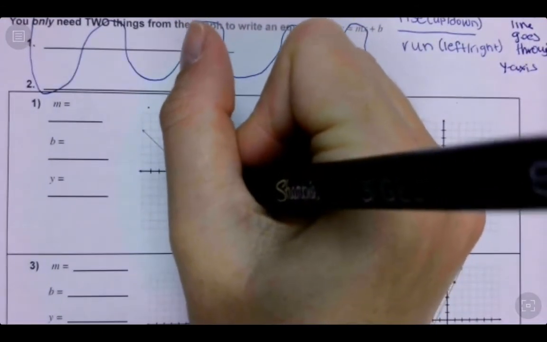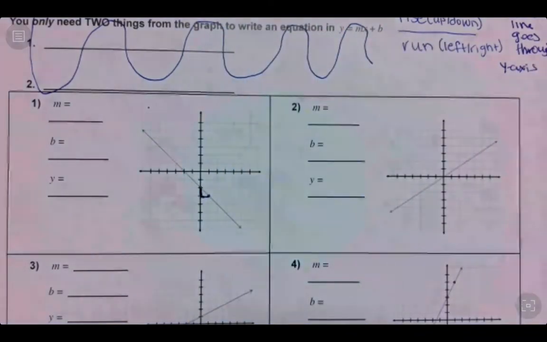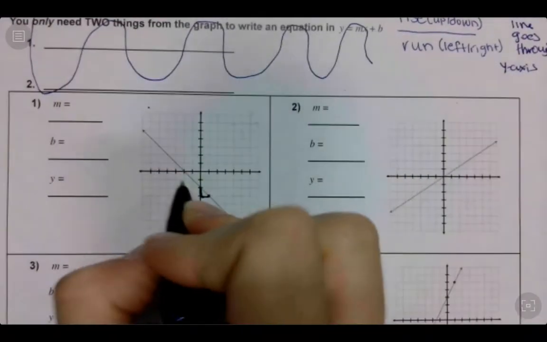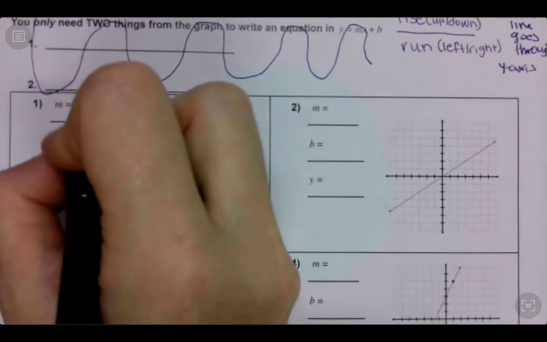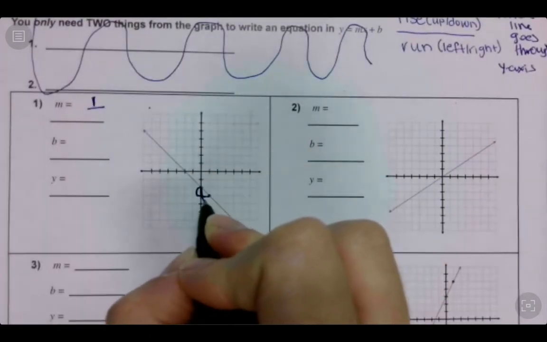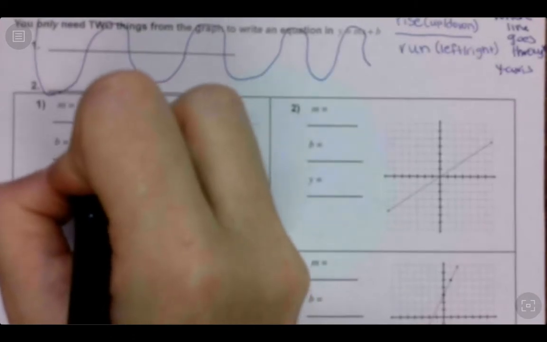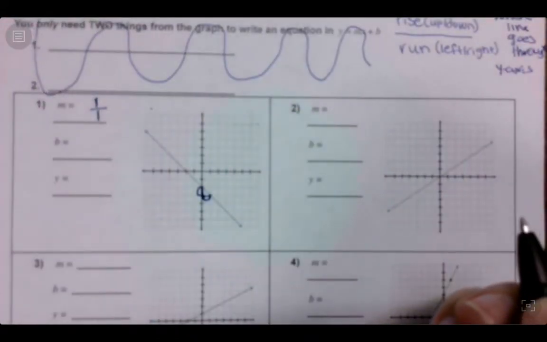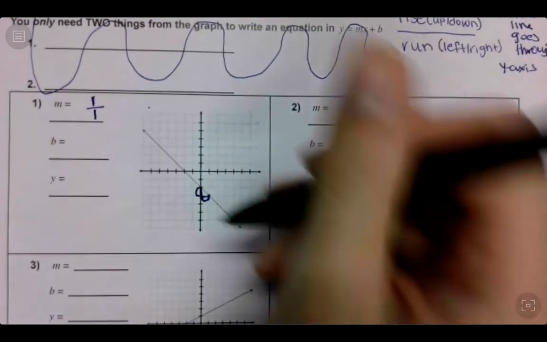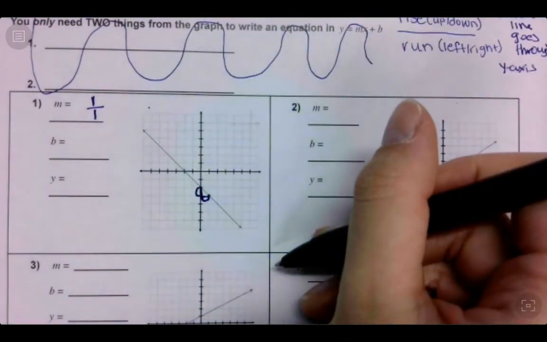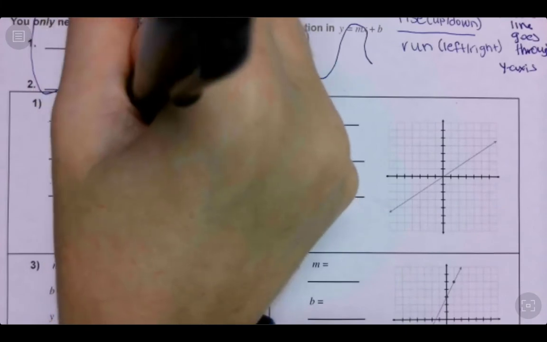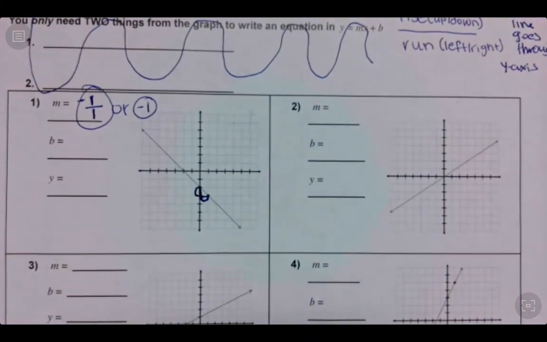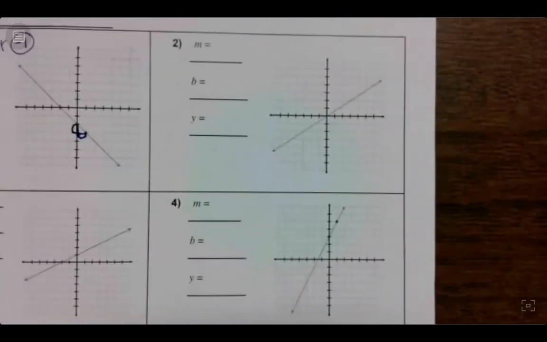So I used grid lines to connect the dots. And then I count boxes. How many up and down boxes? 1. How many left to right boxes? 1. So my slope is 1 over 1. Notice how that line is negative. So it is a negative 1 over 1, or you could just write it as negative 1. Either of these answers will work. Alrighty.